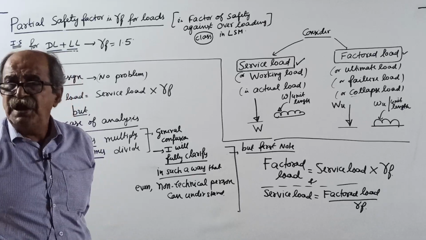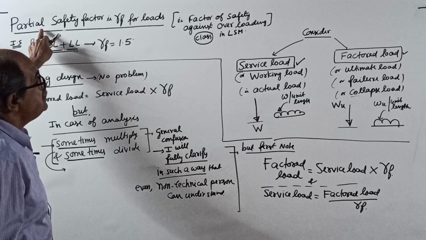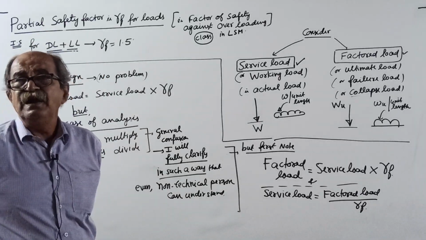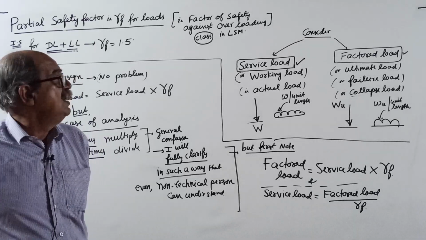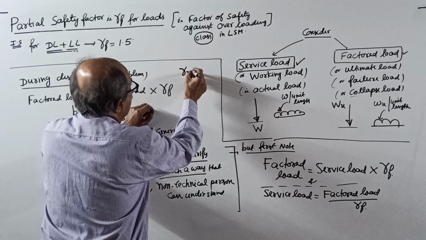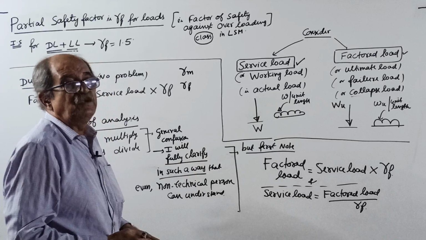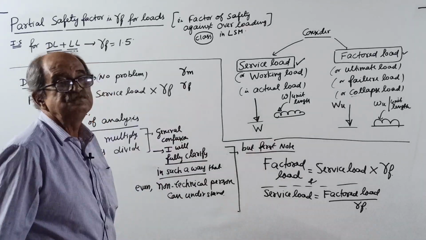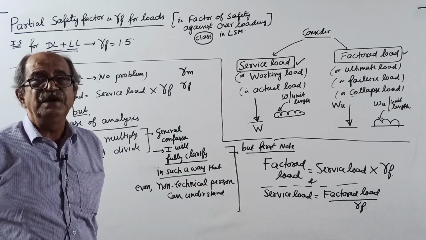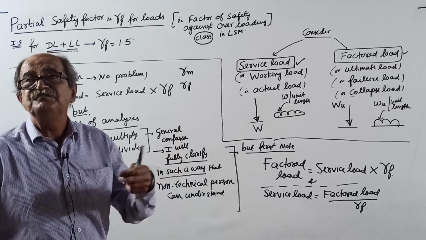Now, in working stress method also factor of safety is there. Here it is called, one word called partial. Symbol is gamma. In limit state method, there are two factors of safety. One is partial factor of safety for material, other is for loads. F means force, actually loads. In working stress method, it is combined together. It is just a single value, factor of safety, but little higher.